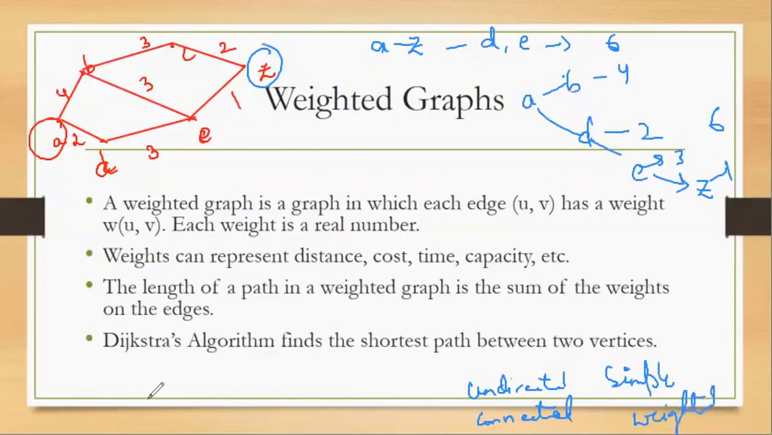Now what Dijkstra's algorithm does is, it proceeds by finding the length of a shortest path from A to a first vertex, then the length of a shortest path from A to the second vertex, and so on until the length of a shortest path from A to Z is found.